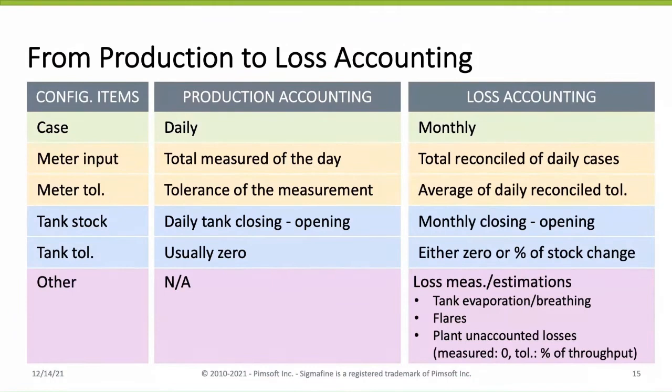Finally, for loss accounting, you need to feed more information to the model. So you may want to also include estimations and so increase the level of accountable losses and reduce the level of the unaccountable. So you want to include flares. You may want to include correlations for tank breathing and tank evaporation. And finally, of course, you need to represent the unaccounted losses. To do so, you can do it by creating, for example, a meter which is measured at 0 with a tolerance set as a percentage of the throughput.